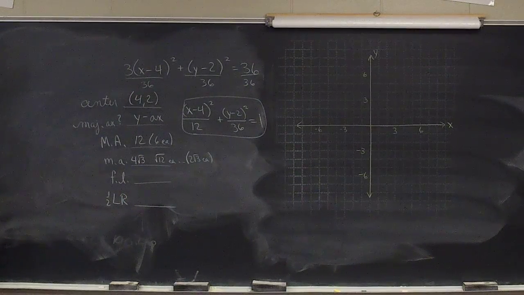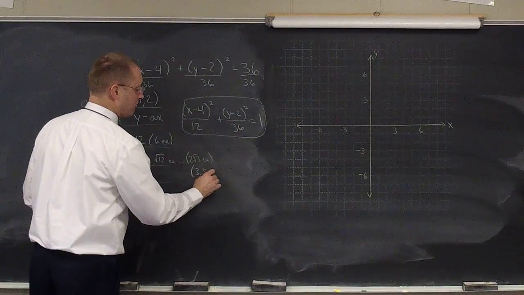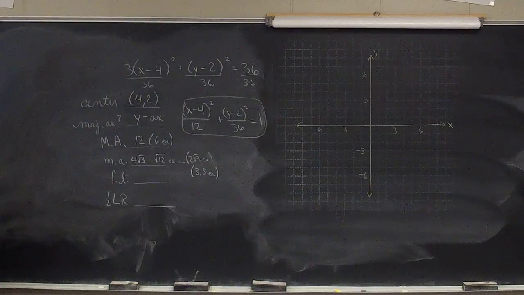It is about 6.9 total. 2 square root of 3, which is about, what, 3.4 or 3.5 each? Yeah. 2 times the square root of 3, yeah, that'd be about 3.5. Right? 3.46 or 3.47. 3.46.